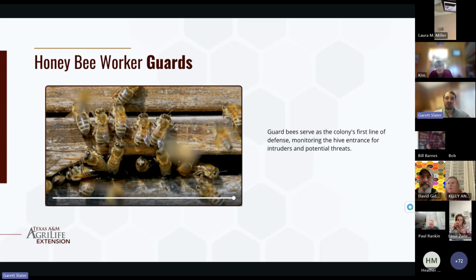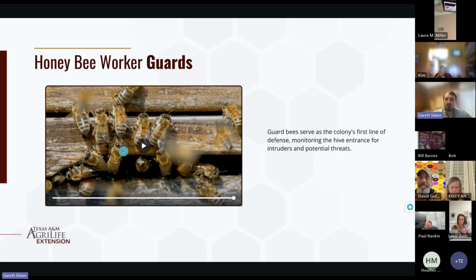And so they let the rest of the colony know that something has happened and they need to fight and defend the colony. They release a very specific alarm pheromone, and that tells the rest of the colony to come out and try to push away and get rid of that predator. And we'll talk about this a little bit more in the pest section, but the predators can be wasps, ants, small hive beetles, bears or raccoons, or humans, for example. But these guards are basically the first responders for the entire colony.